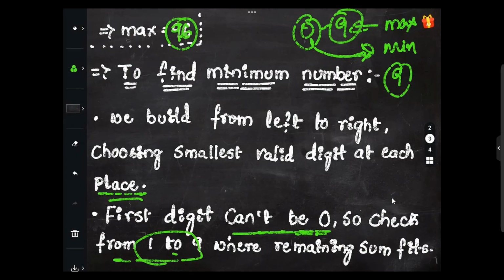We shouldn't have leading zeros, except when we are considering the number 0 itself. So here the first digit can't be 0, so we have to check from 1 to 9 where the remaining sum fits.